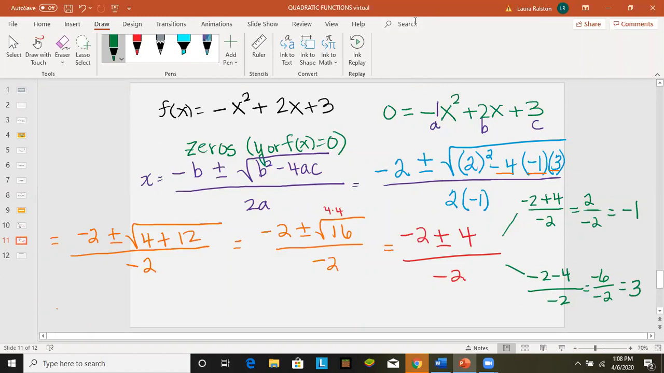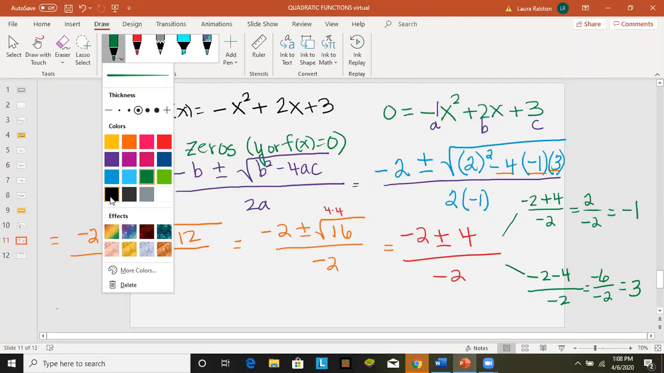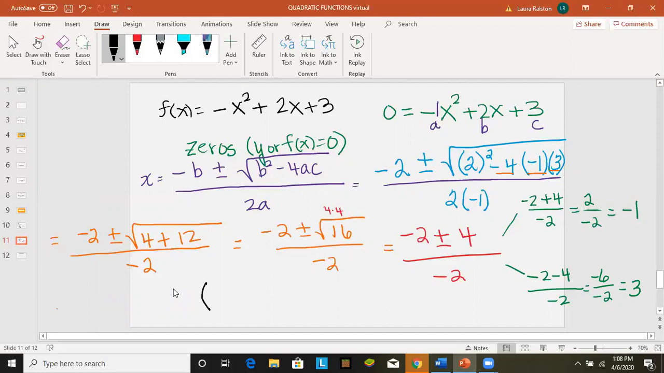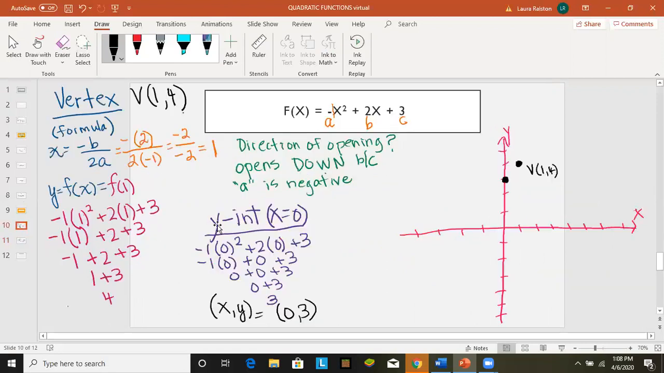So my 2 zeros, and you should have 2 because remember the highest exponent tells you how many zeros you should have. So I have -1, 0 and positive 3, 0 if I write them as ordered pairs. So I'm going to back up to my graph. And so I have a zero at -1, and I have a zero at 3.